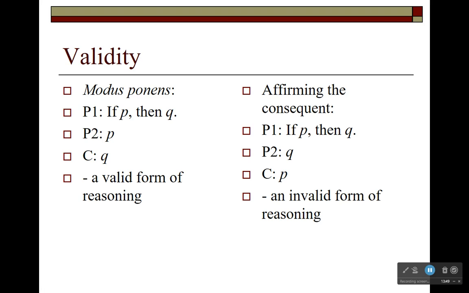Because an argument of this form commits a common formal fallacy called affirming the consequent, it's never going to be the case that the truth of the premises guarantees the truth of the conclusion. So this is a common formal fallacy. It's called affirming the consequent. It's any argument of this form, if P then Q, Q therefore P. That's always an invalid form of reasoning.